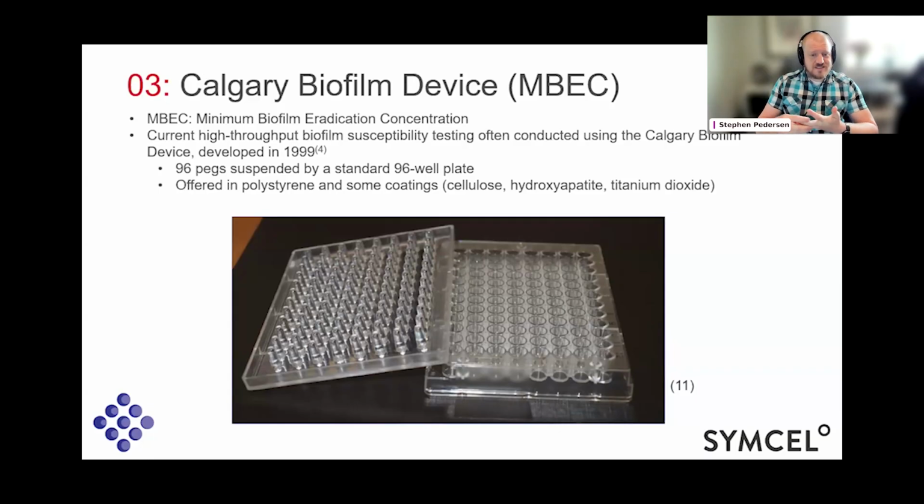It consists of a 96 well plate and a lid that fits on that plate. The lid that you can see here on the left, it's flipped over, has the 96 pegs. Those pegs are suspended in the 96 wells, and then the wells are filled with a growth media. Biofilm grows on the peg, and then you can do your treatment and removal steps.